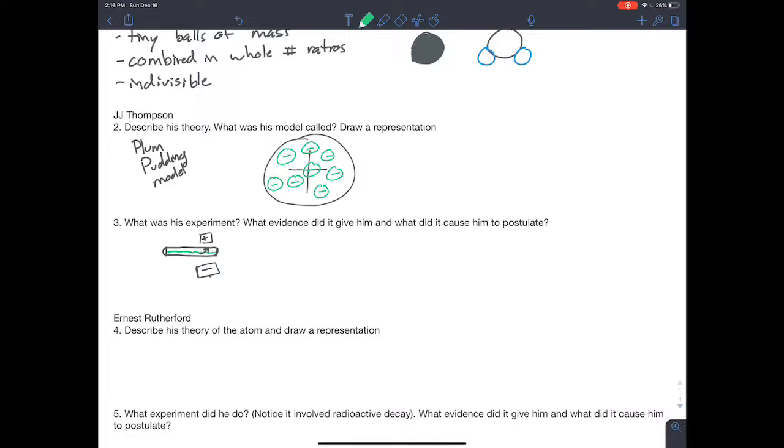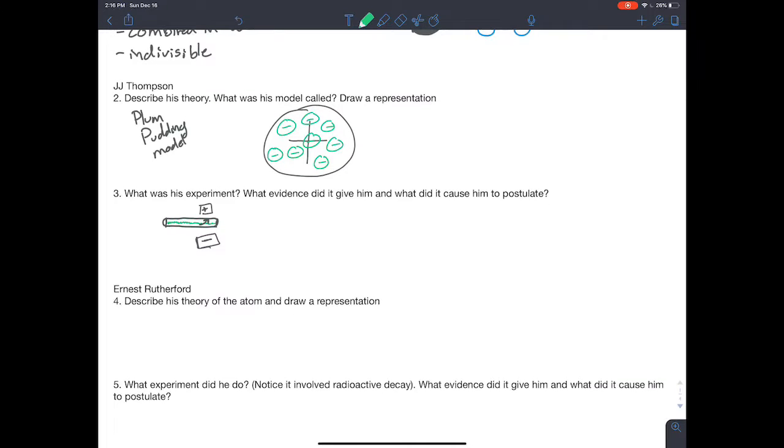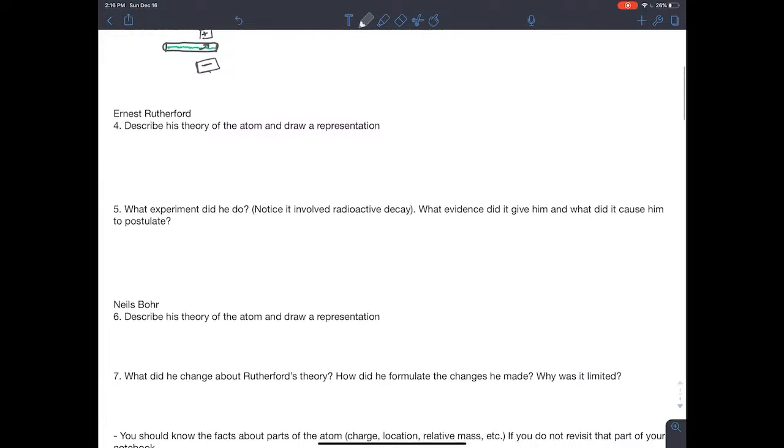So he said that it was a solid ball of mass still, so he's still saying solid ball of mass, but because of his experiment, he saw there was a negative charge in there. So he said it was a positive charge with negative charge dispersed throughout it. Okay, Rutherford came up with a more advanced theory.